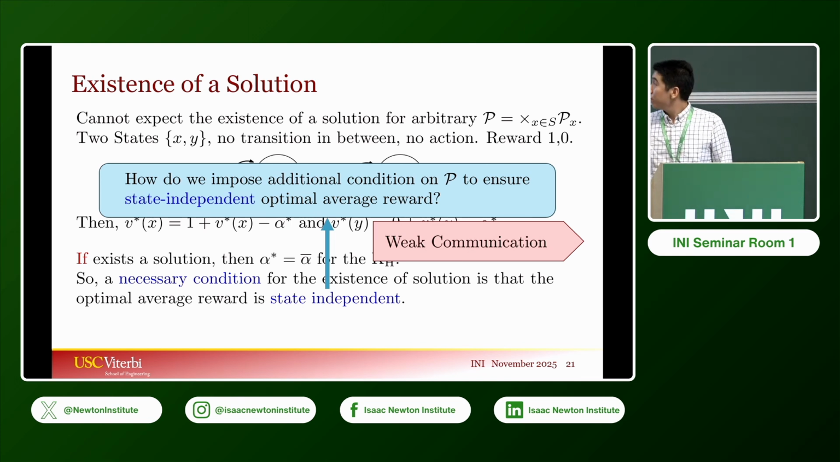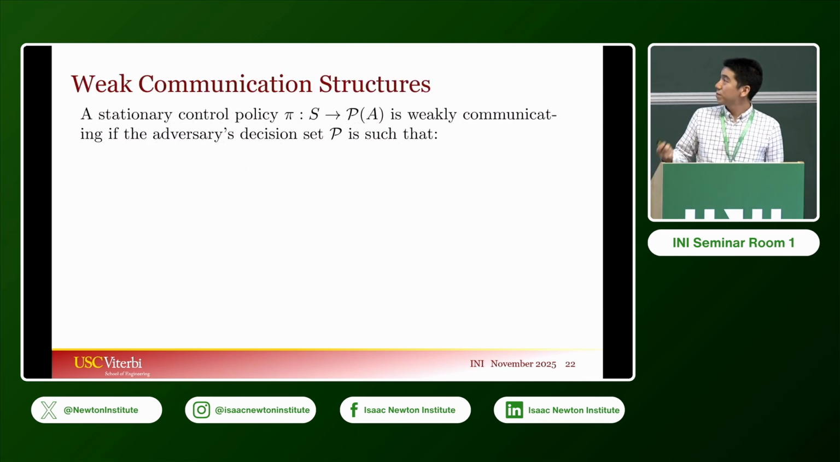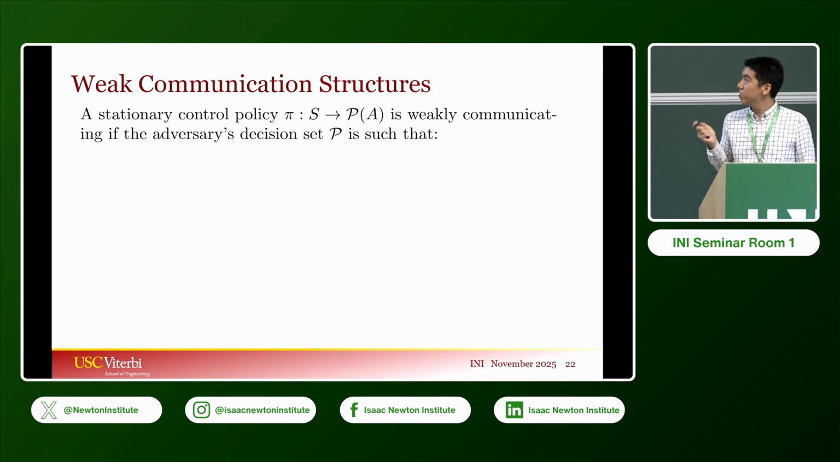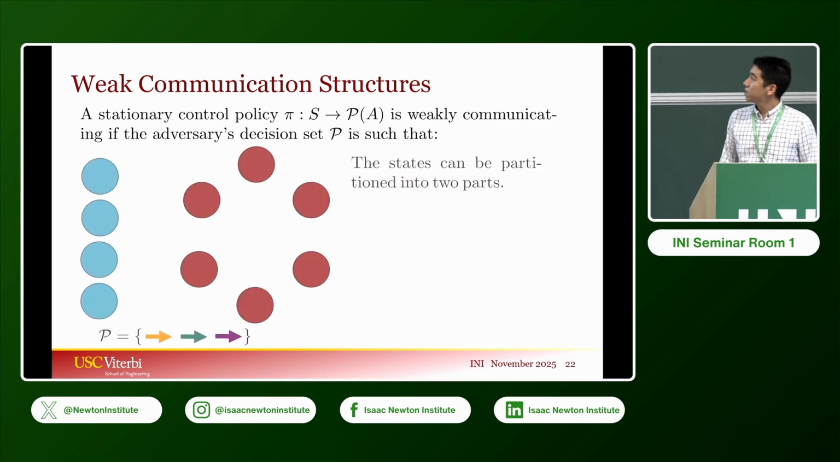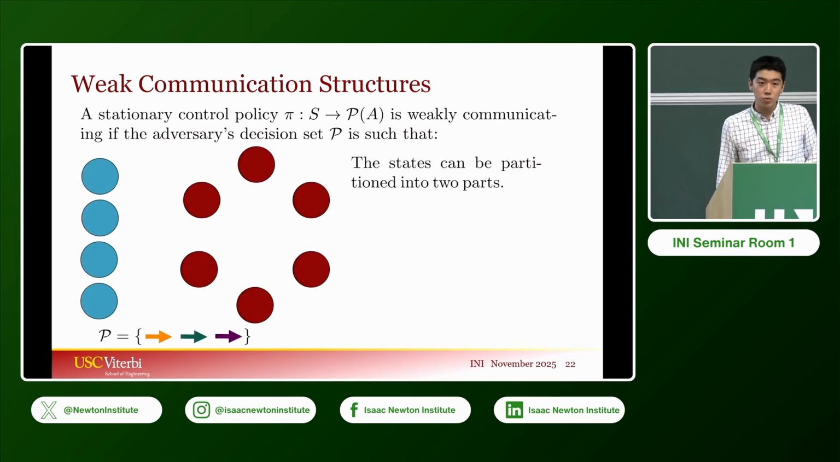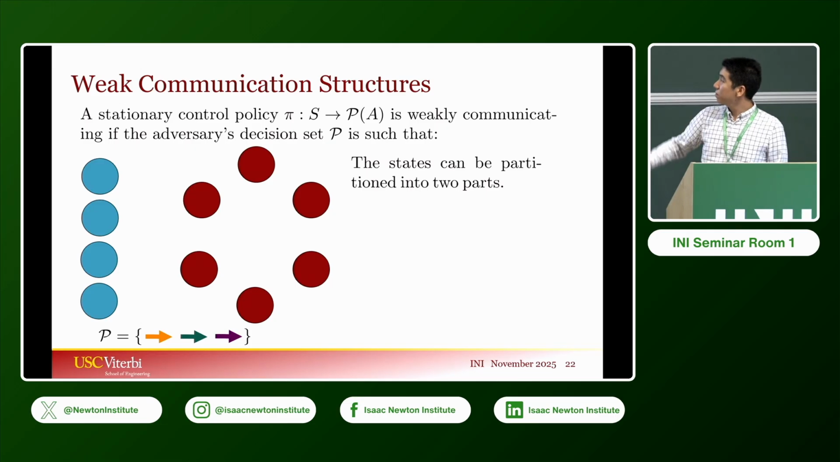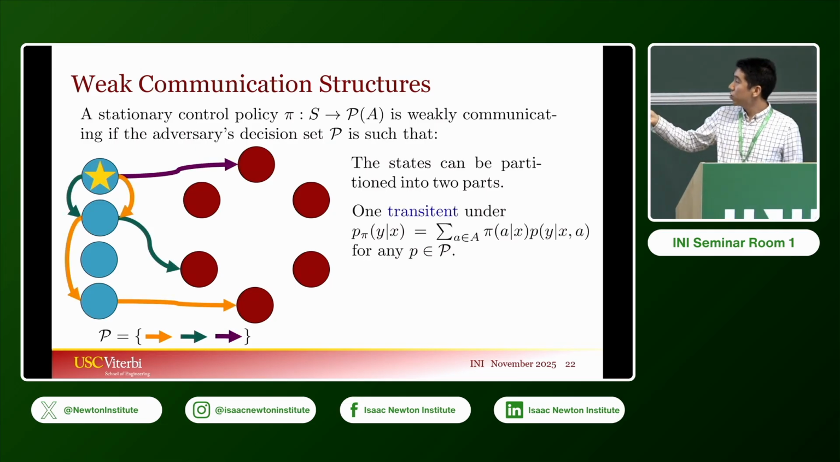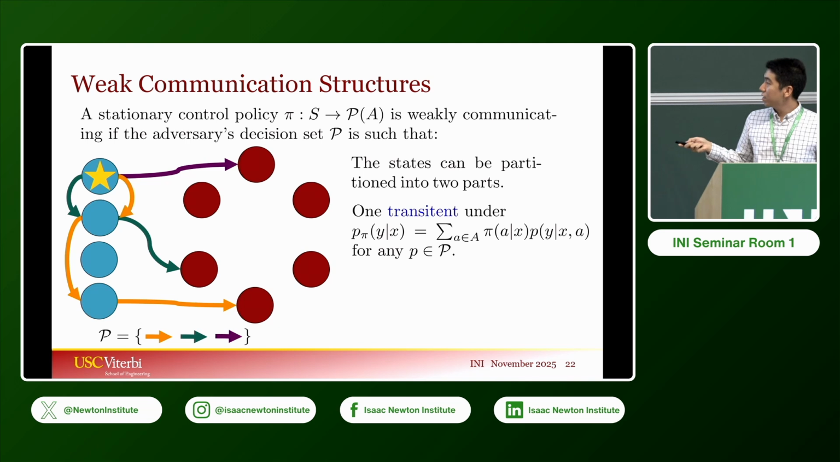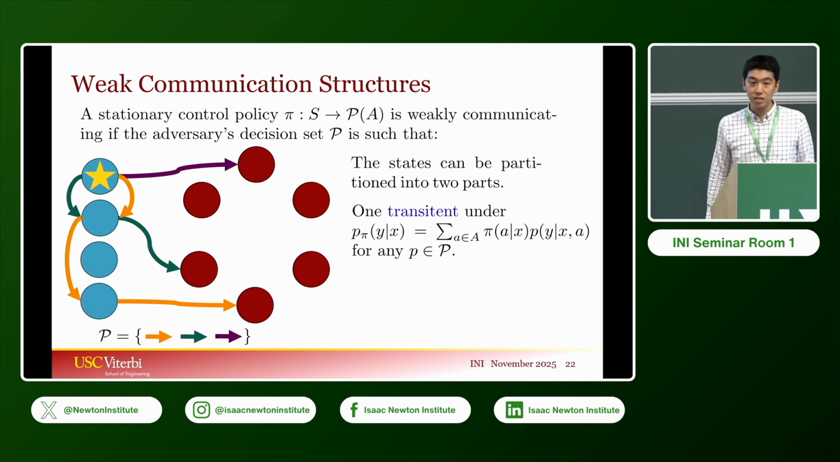And so let me briefly talk about what weak communication means. We say that a stationary controller policy pi is weakly communicating if the decision set of the adversary is such that the state space can be partitioned into two parts, the blue part and the red part. These blue states are transient states in the sense that regardless of which kernel is chosen by the adversary, after several steps, they will always end up in the red states. So these states are transient.